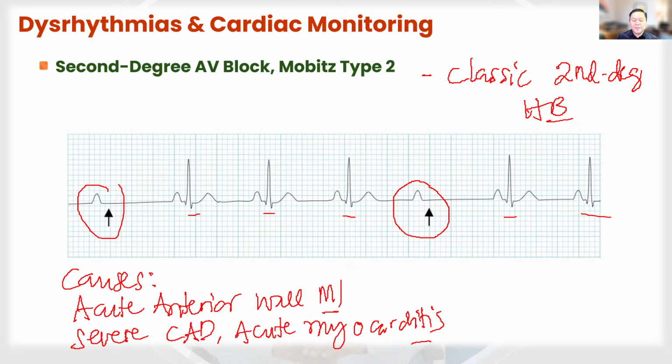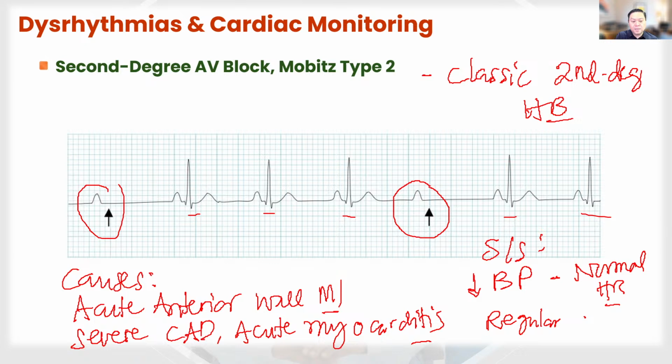Now, what would be the manifestations here in our patient with the type 2 Mobitz? Well, this time they might manifest some bradycardia, or they might still have a normal heart rate. So it can vary, from bradycardia to normal heart rate. Maybe their heart rhythm would be regular, and sometimes they will become irregular. Regular or irregular.